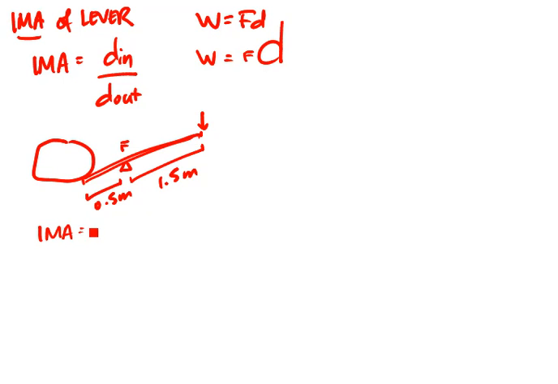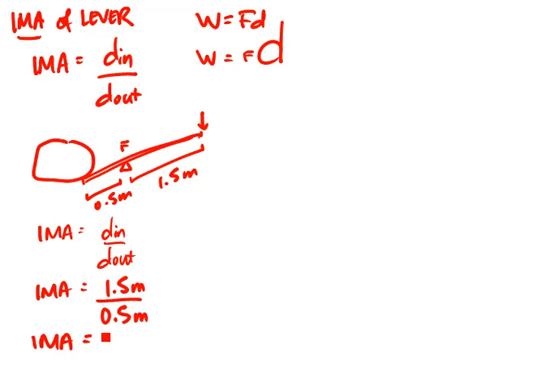IMA is equal to distance in divided by distance out. Distance in is the distance from the fulcrum to where I am putting in the effort, and this distance is 1.5 meters. The distance out is the distance from the fulcrum to the actual object, or to the output force, and that is 0.5 meters. Therefore, the ideal mechanical advantage of this lever is 1.5 meters divided by 0.5 meters equals 3.